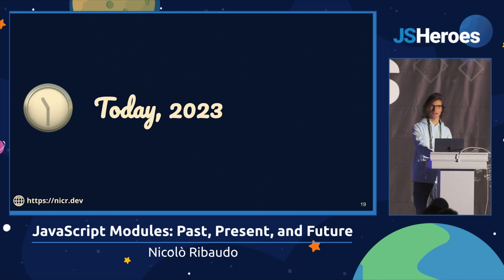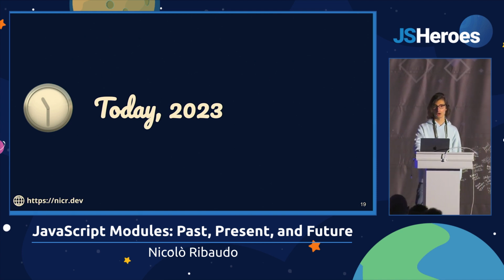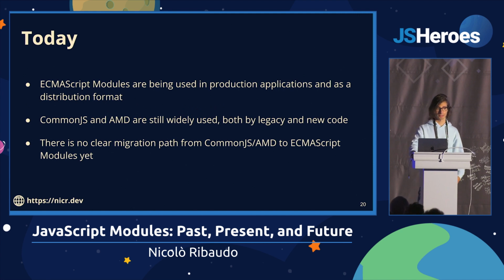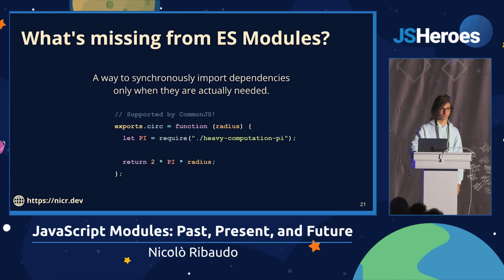So now we have a functioning module system that has different features, different advantages, but still something is not there. ESM are good enough that they are used in production applications. However, people are still writing CommonJS and AMD, and there is no clear migration path from one to the other yet.